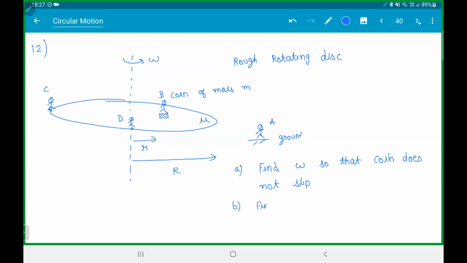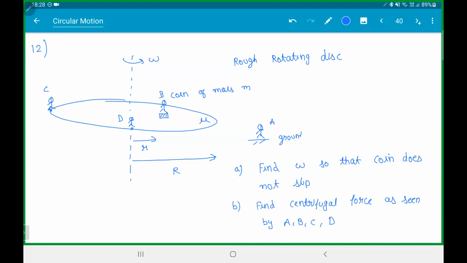And find centrifugal force as seen by ABCD. So this is another misconception people have. They think centrifugal force is mv square by r and away from the center. Let's see what it actually means.